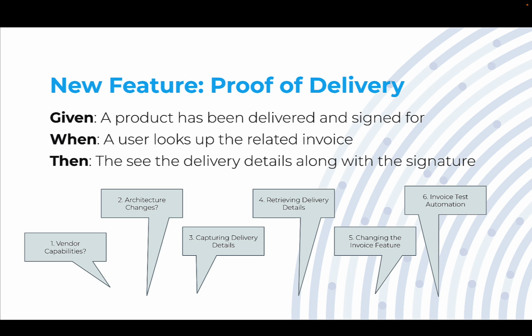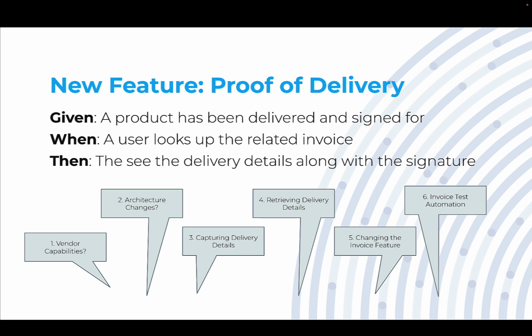Dev2 chimes in, I heard delivery details. That's more than just a signature image. So that also goes into the vendor capabilities for capturing, what are the details? The name, the first name, last name, along with the signature, maybe the address. What details are we talking about? And then, more importantly, we're going to have to be able to retrieve those delivery details, including the signature, out of our current system. How do we do that?